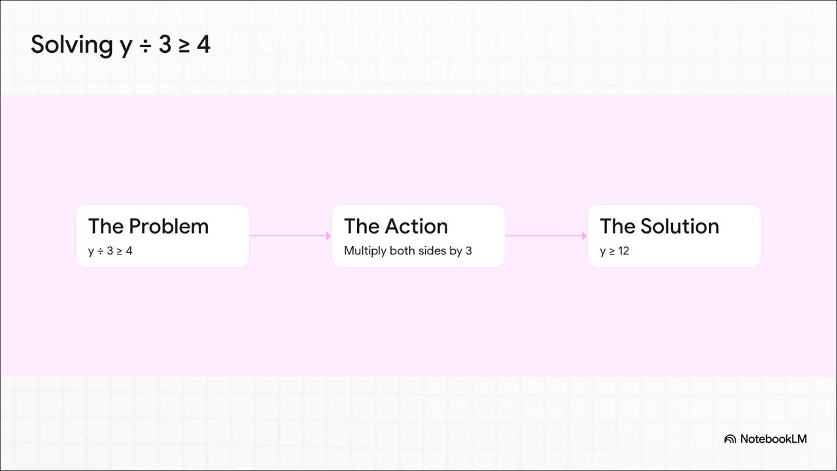Let's run through one more real quick, just to see how it works with division. Here, the problem is y divided by 3 is greater than or equal to 4. You just do the opposite of dividing. You multiply both sides by 3, and that gives you the solution. Y has to be 12 or more. So far, this looks like any standard math lesson you'd find pretty much anywhere.